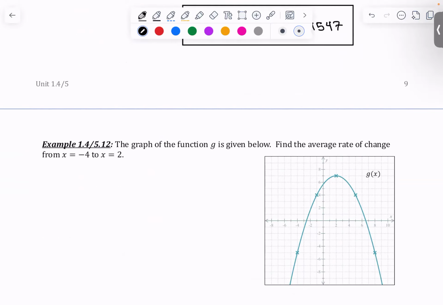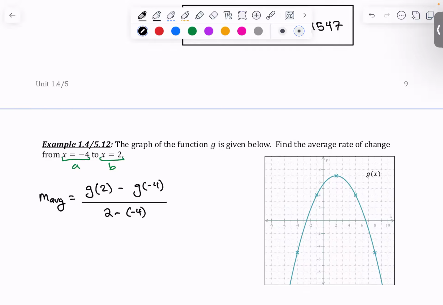But I'm not given the equation. You don't need it. The average rate of change, this is our a value, and this is our b value. M sub avg, we're dealing with G instead of F. So instead of f of b minus f of a, it's going to be g of b minus g of a. So it's going to be g of 2 minus g of -4 over 2 minus -4.